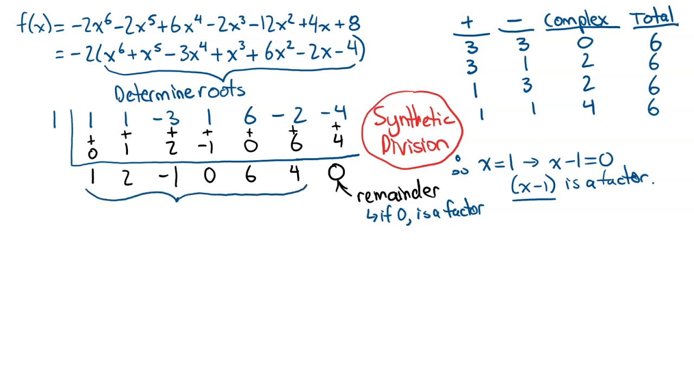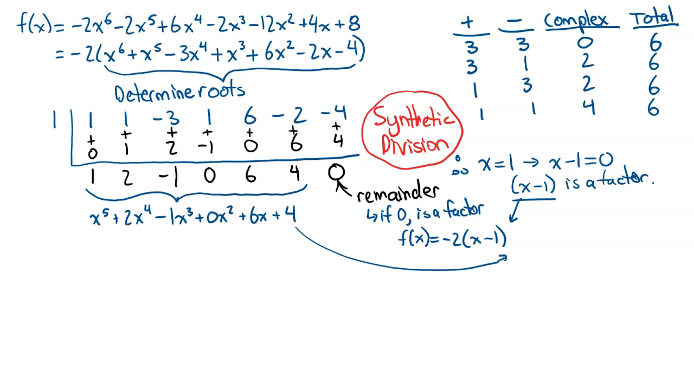And so what do those numbers mean now that we're left with? Well, those mean the coefficients now of a 1 less degree function, so a degree 5 function. So those are the coefficients of x to the 5th plus 2x to the 4th minus 1x cubed plus 0x squared plus 6x plus 4. And so what that means is if we were to pull out that first factor, it means negative 2 times that factor we found of x minus 1 times that degree 5 polynomial.